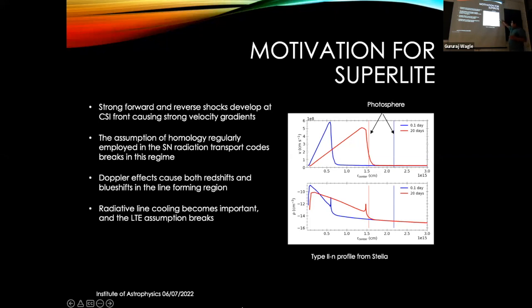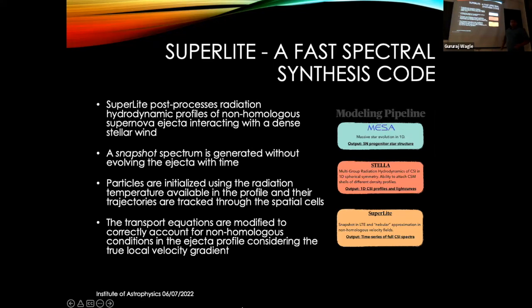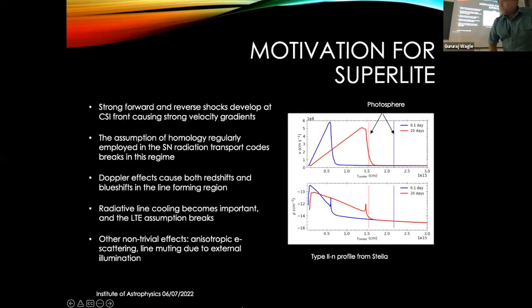As you see here, at 0.1 day, just after the shock breakout, the photosphere is well in front of the shock. But as time progresses, the ejecta expands and the photosphere also recedes because of recombination. So how did that happen? When the photosphere reaches the shock breakout front, all the assumptions of LTE and homologous expansion break.